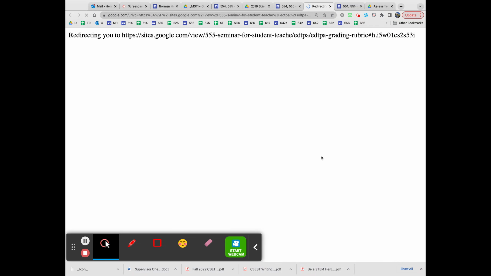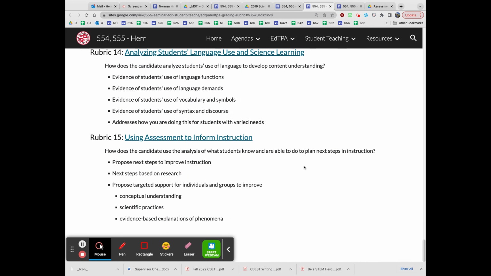If you look at Rubric 15, Rubric 15 is how you use assessment to inform your own instruction. In other words, this is your own formative assessment, if you will. In other words, how am I going to instruct better as a result of what I've learned in this assessment? So this is informing my instruction. You want to see how a candidate uses the analysis of what the students were able to do to look at their instruction in the future.